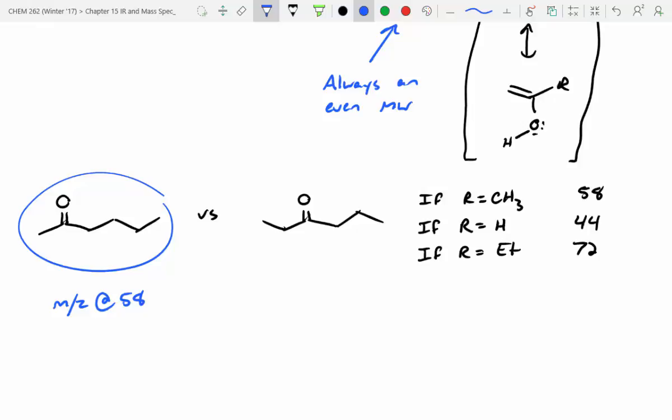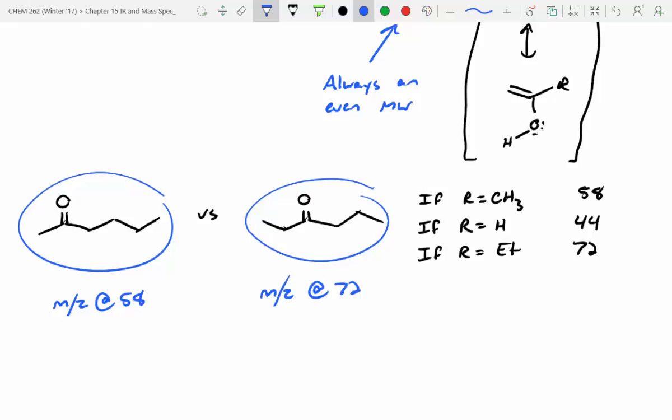What peak would we expect for the one on the right? 72. Yeah, 72. So this one, for example, you could look at it and you'd say, hey, I would expect a nice big peak. Even though these are constitutional isomers, we can start deducing some of their structural properties based on their fragmentation patterns. It takes a bit of experience to be able to get really good at this, but we're going to practice it a bit more. Does that make sense?